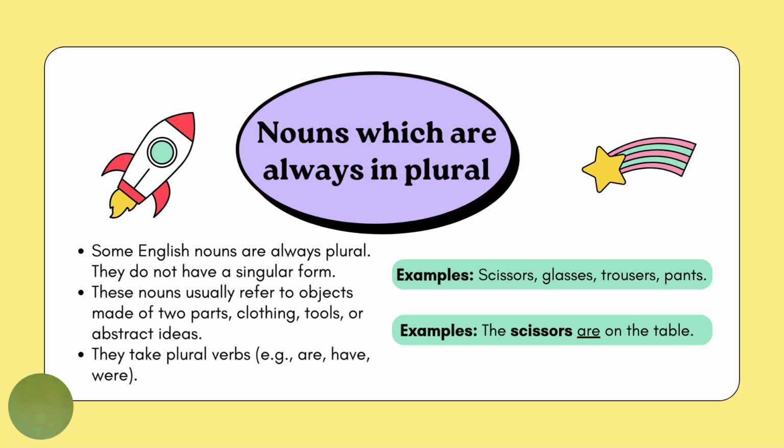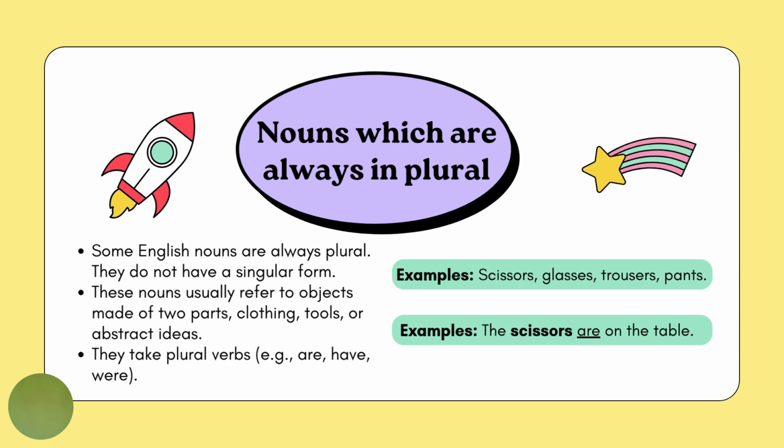Okay, so here, some English nouns are always plural. They do not have a singular form. These nouns usually refer to objects made of two parts, like clothing, tools, or abstract ideas. They take plural verbs like have, were, and so on. So remember this one: they refer to objects made of two parts. When the other part is missing, the object or the noun will not be functional.